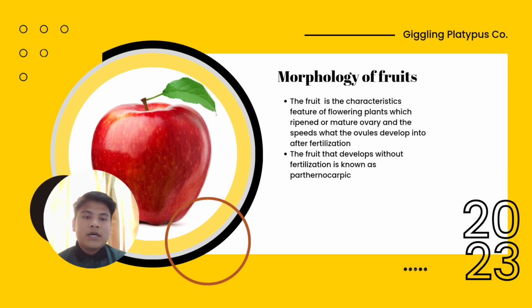Morphology of fruits. The fruit is the characteristic feature of flowering plants, which is the ripened or matured ovary, and the space where the ovules develop into seeds after fertilization. The fruit that develops without fertilization is known as parthenocarpic.